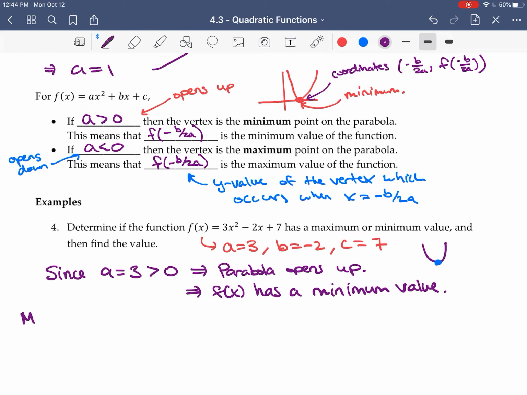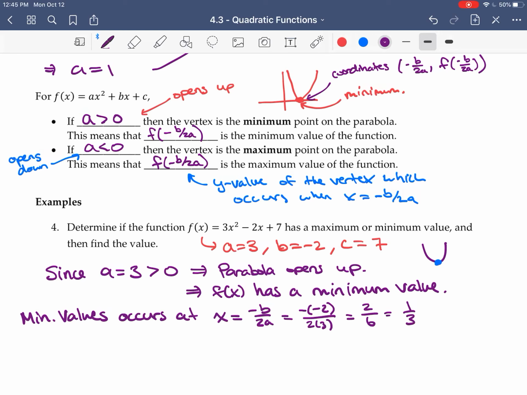We know the minimum value occurs at the vertex, and the vertex occurs at x equals -b over 2a. That's -2 over 2 times 3, which is 2 over 6, which is 1/3. So the minimum value occurs at x equals 1/3. That means the minimum value is the y value, which is f of 1/3.